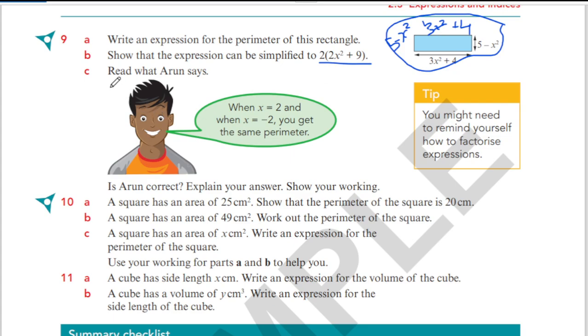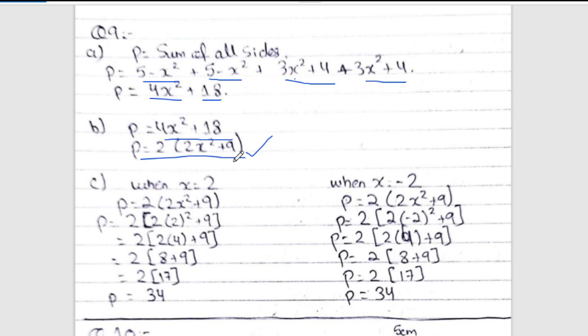So in part C, they are saying that by putting the value x is equal to 2 and x is equal to minus 2 in this expression, you get the same perimeter. So we'll check by putting the values when x is equal to 2 and x is equal to minus 2. By putting the value x is equal to 2 in the expression, we see that 2x square will be 4, plus 9, 2 into 4 is 8, 8 plus 9 is 17, 17 into 2 is 34.